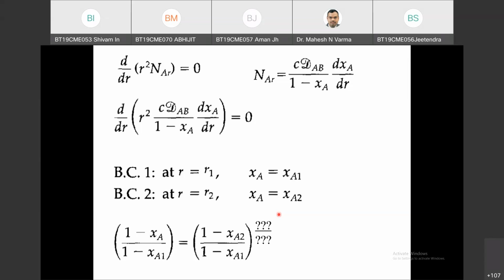Now, we have already integrated this equation actually. There is R square also there. Otherwise, similar integration we have done.